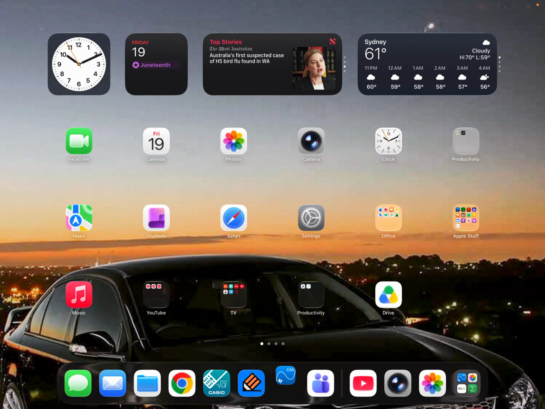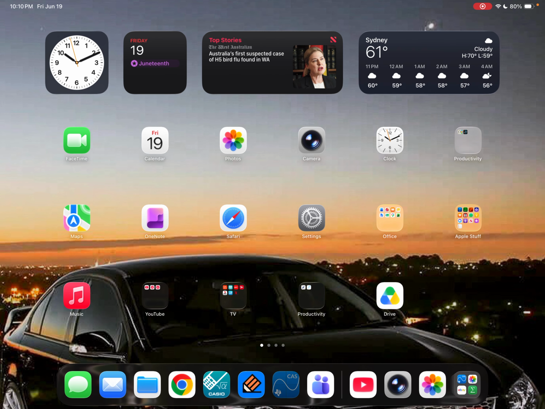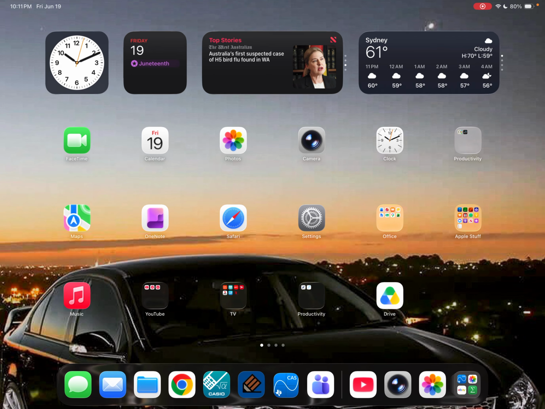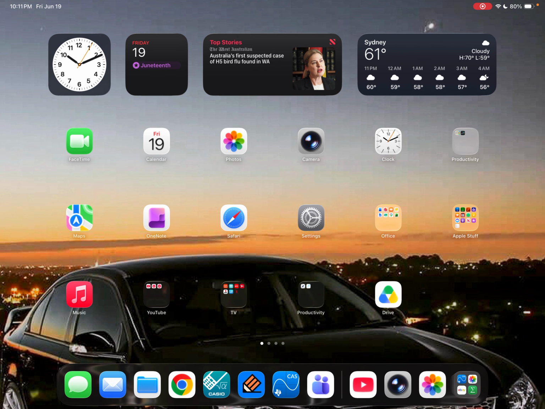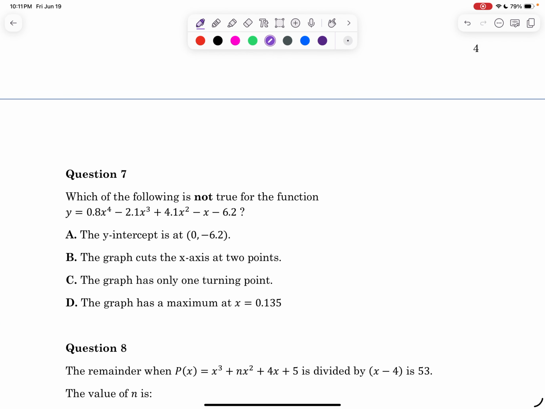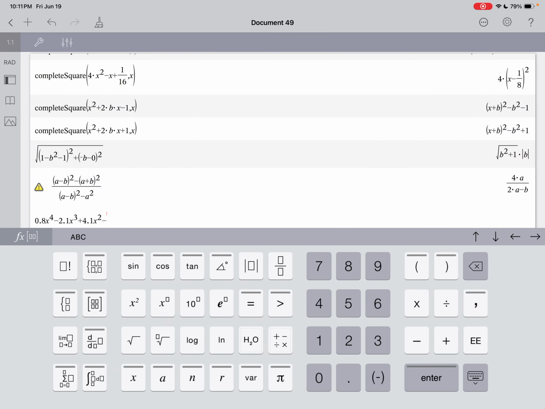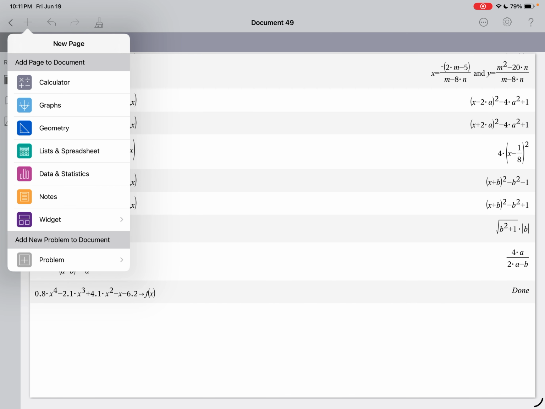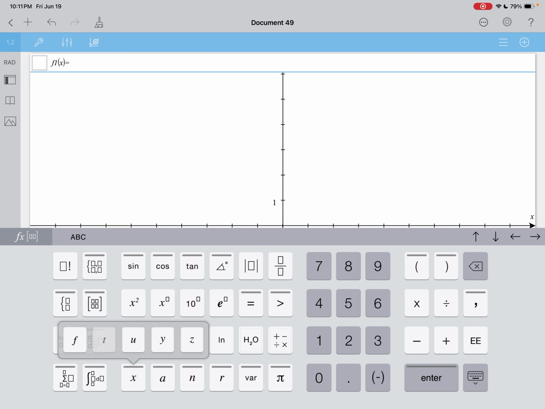Minus 2.1 x cubed plus 4.1 x squared minus x minus 6.2. I'm going to store it in f of x. And then go menu, add a graph, sketch f of x.